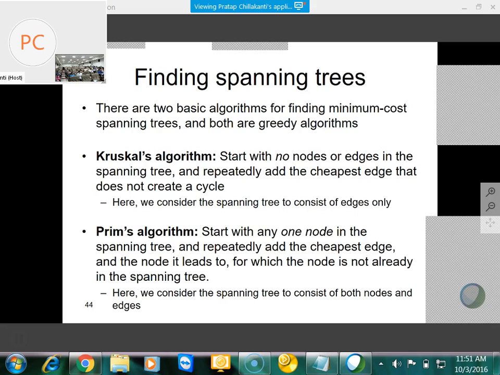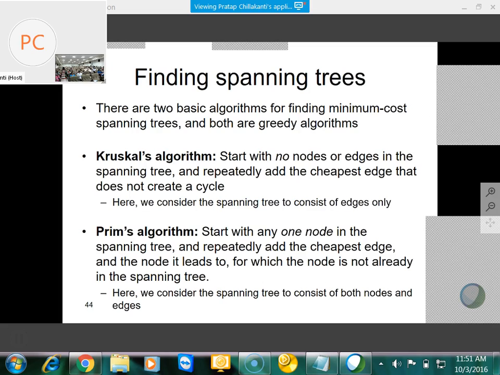Two most famous algorithms. The faculty members here would know these things because they probably teach the advanced course too, right? Kruskal's algorithm and then Prim's algorithm. So the fundamentals of Kruskal's algorithm is initially there is nothing in the spanning tree. You're always adding the cheapest edge that does not create a cycle. So that means he's basically building a tree of all the edges. That's what Kruskal's algorithm is.